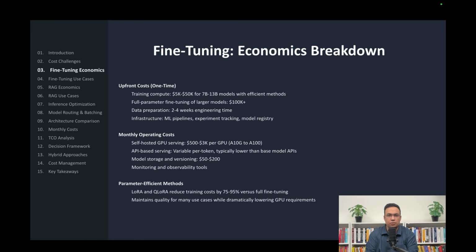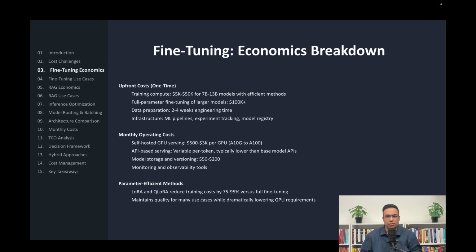Now let's break down the economics of fine-tuning. This is important because fine-tuning has a very specific cost profile that differs dramatically from other approaches that we'll be discussing. First, let's talk about the upfront costs. These are one-time expenses. So the training compute for small to medium models, which would be 7 billion to 13 billion parameters using efficient methods, typically runs from $5,000 to $50,000. This wide range depends on how many training iterations you run, your hyperparameter tuning process, and whether you're using the full dataset or a subset for experimentation. If you're doing full parameter fine-tuning of large models, you could easily exceed $100,000.